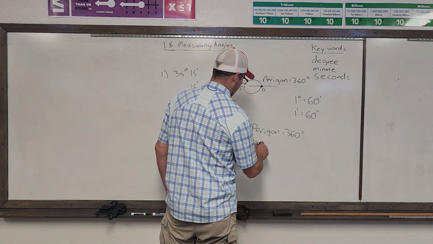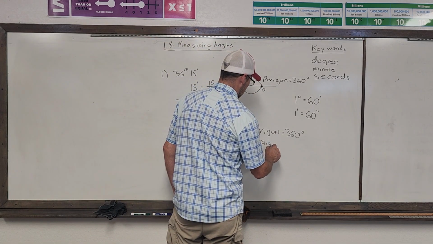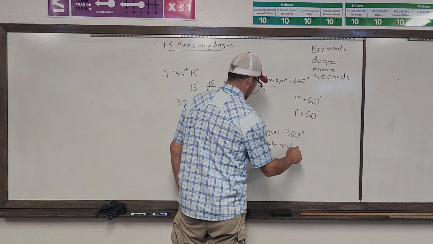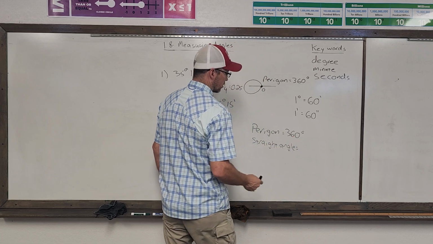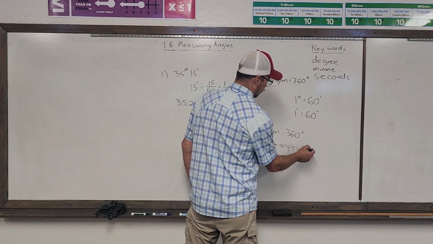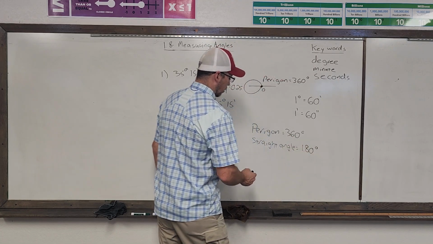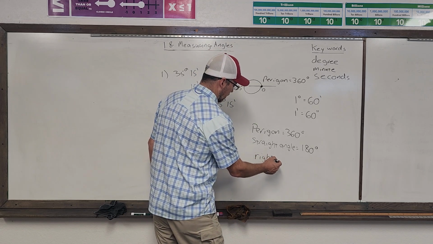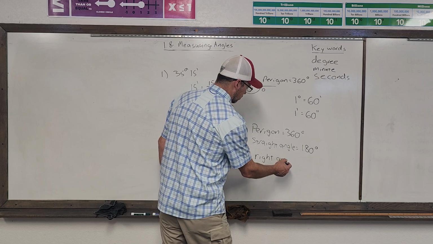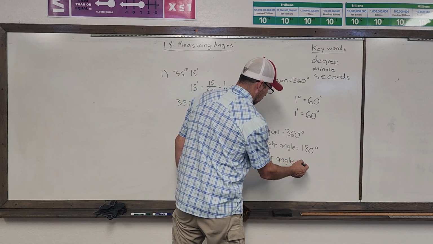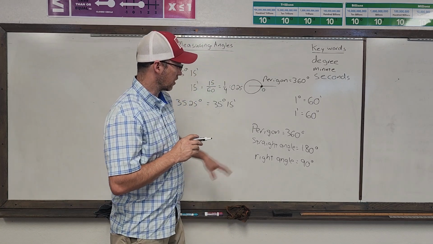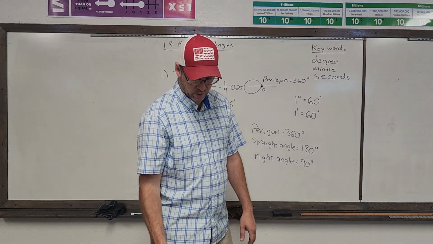So a straight angle, being half of 360 degrees, would have to be 180 degrees. Therefore, a right angle, which is half of a straight angle, would be 90 degrees. All right, so that's kind of where those come from. We memorized them a long time ago.